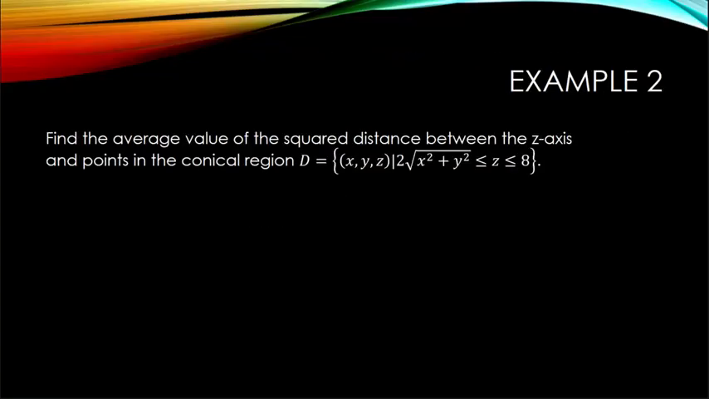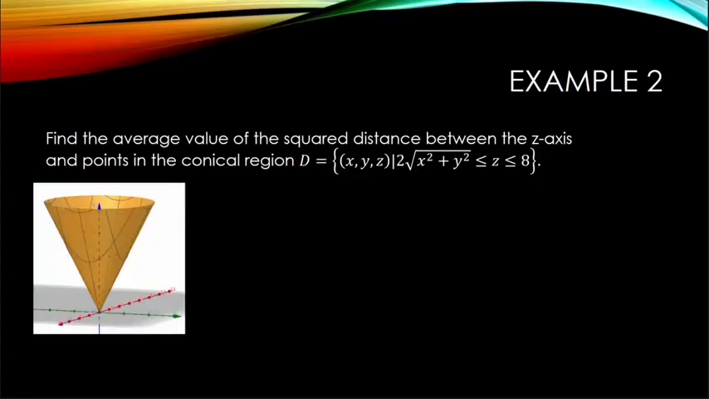Let's put this into practice. I'm going to find the average value of the squared distance between the z-axis and the points on the conical region D given by the set of all points x, y, z, such that 2 times the square root of x squared plus y squared is less than or equal to z, which is less than or equal to 8.